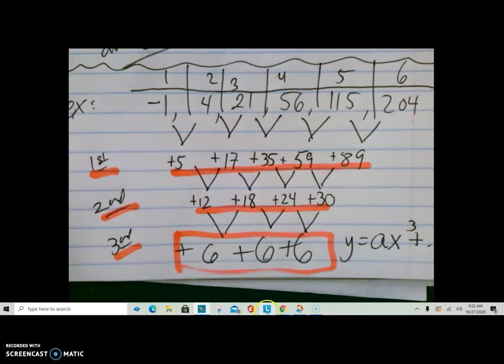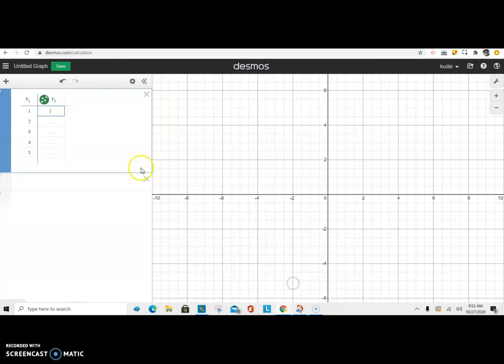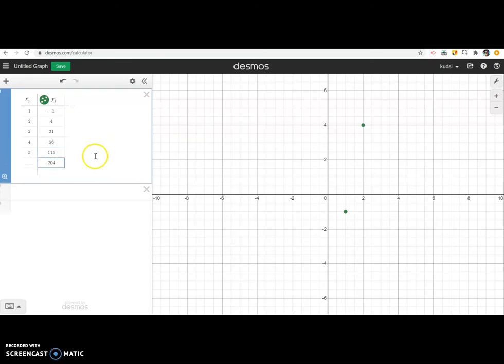So when we go to Desmos, we're going to go -1, 4, 21, 56, 115, and 204. Oh, we did have a last one. 6 numbers. Okay. So there's our table. Okay. You can see some of the points. Don't worry about them too much.